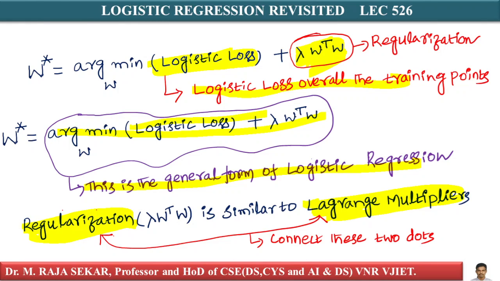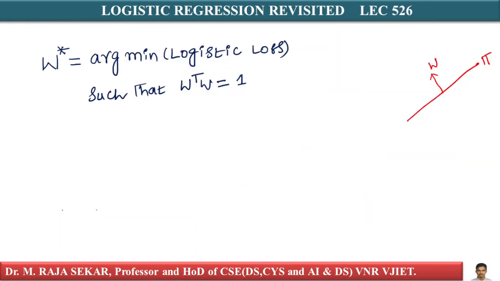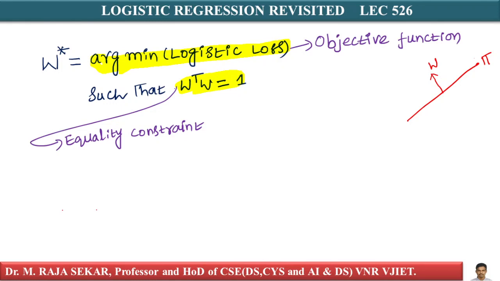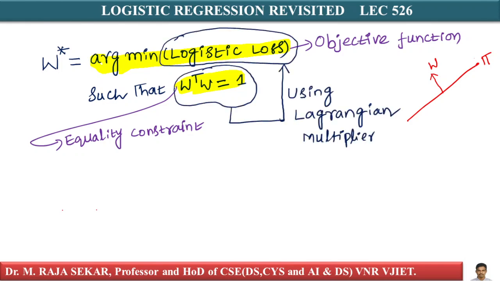So what is our actual problem in logistic regression? Our actual problem is to find W star which minimizes the logistic loss such that W is normal to the hyperplane. When W is normal to the hyperplane, we assume that W is also a unit vector. W star equal to argmin of logistic loss such that W transpose W equal to 1. This is a constraint optimization problem, because we have an objective function that we are trying to minimize, and here we have an equality constraint. What is the equality constraint? W transpose W equal to 1.